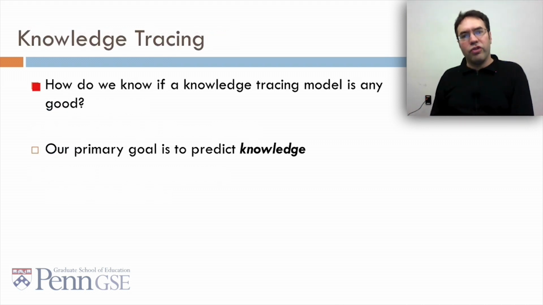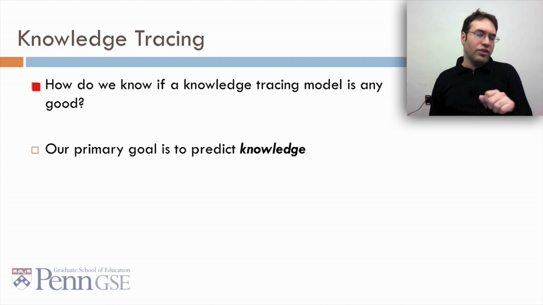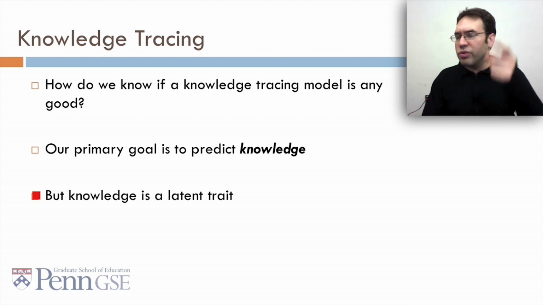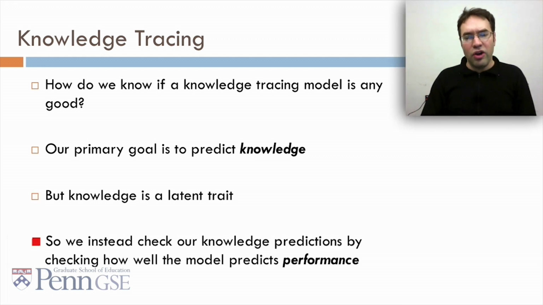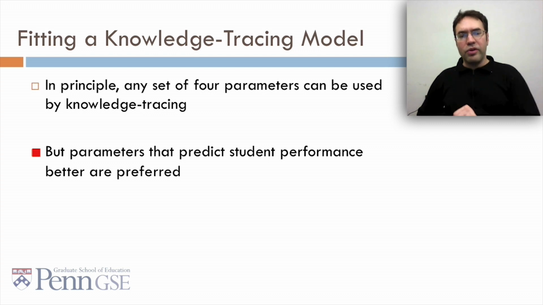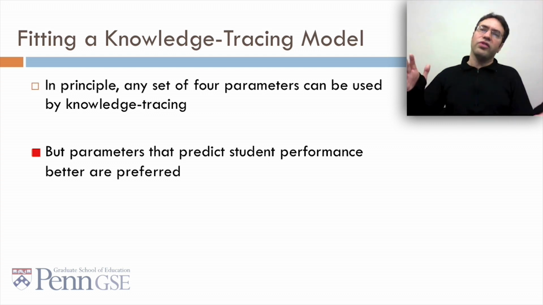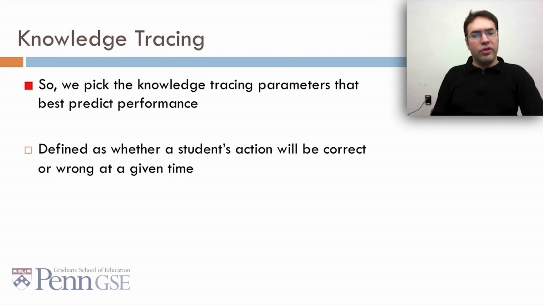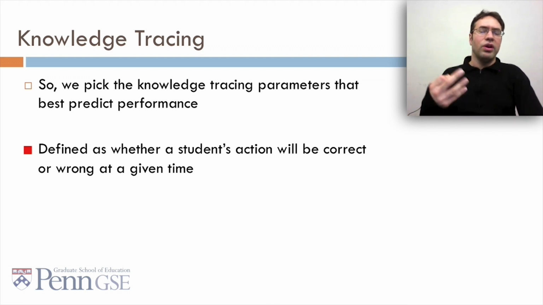So how do we know if a knowledge tracing model is any good, beyond whether it is degenerate or not? Well, our primary goal is to predict knowledge. But knowledge is a latent trait, as we've talked about. So instead, we check our knowledge predictions by checking how well the model predicts performance. In principle, any set of four parameters can be used by knowledge tracing. But parameters that predict student performance better are preferred. Obviously, if you've got one set of parameters that you can run, but it's terrible, and one that actually fits pretty well, hopefully you prefer the one that fits well. So we pick the knowledge tracing parameters that best predict performance, defined as whether a student action is going to be correct or wrong at a given time when knowledge tracing predicts it will be.